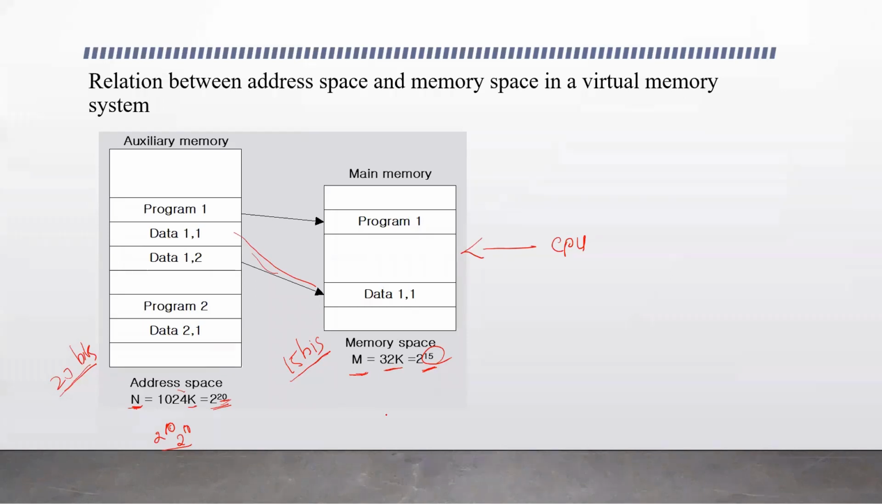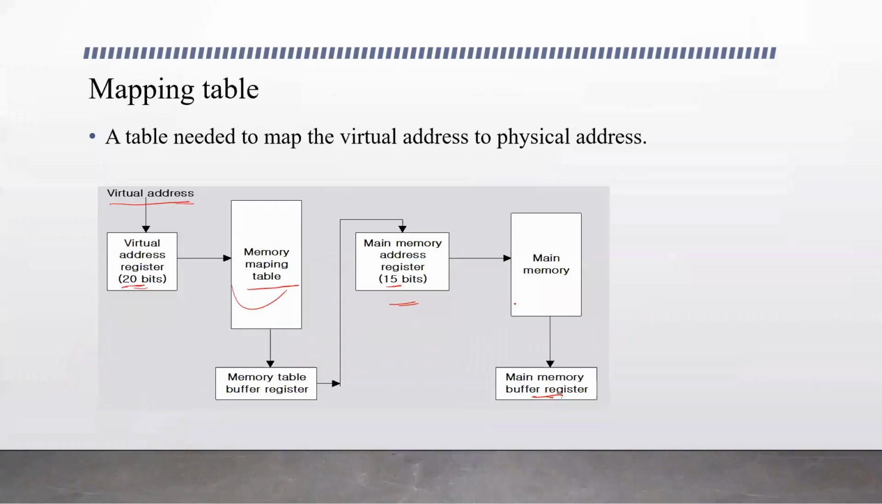Whenever a program or data is needed for execution, it is transferred from auxiliary memory to main memory, but the address used by the CPU is the virtual address, not the physical address. So there needs to be a mapping mechanism that maps the virtual address to the corresponding physical address. Virtual address is the address of the auxiliary memory, but the program or data that is in auxiliary memory cannot be accessed by the CPU. So that address needs to be converted to the physical address, the actual address of main memory, so that the CPU can access that. Internally the conversion takes place. That is called mapping, and it is done using a mapping table. The mapping table is used to convert the virtual address to the physical address, that is, a location in main memory.